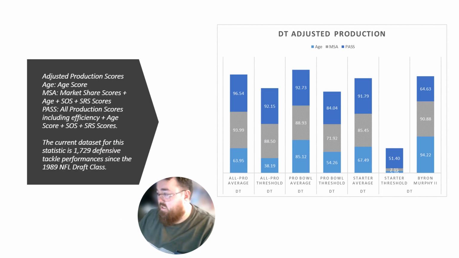And when you look at his adjusted production, he does have a good age score. His MSA rating is better than his pass rating. The pass rating takes a look at or includes his forced fumble data and his pass deflection data. So again, he has all the traits of a potential starting or better defensive tackle. It's just his solo tackle data is such that it's suspect.